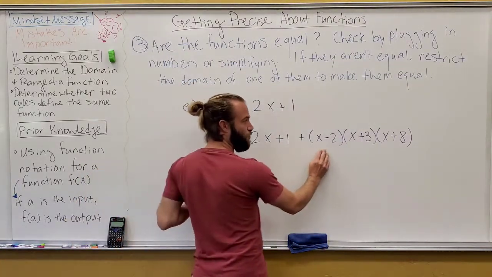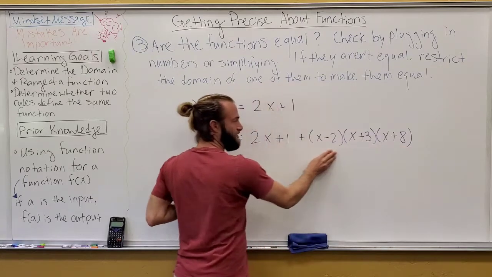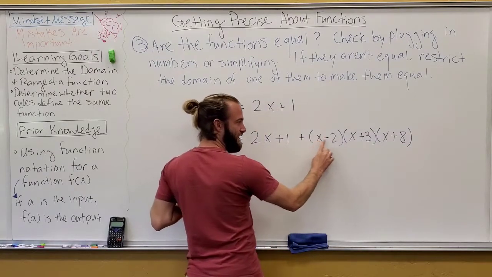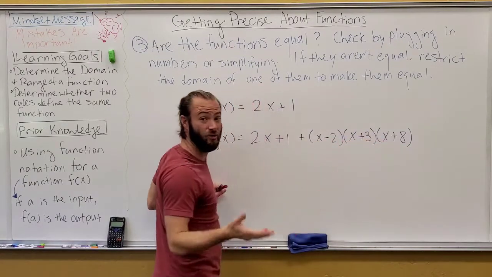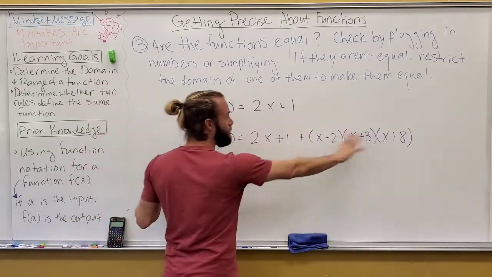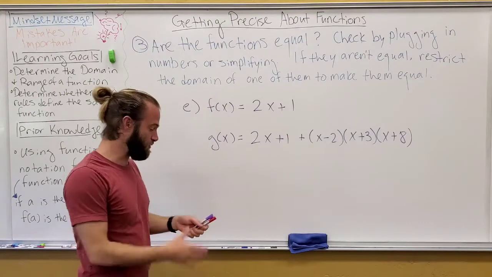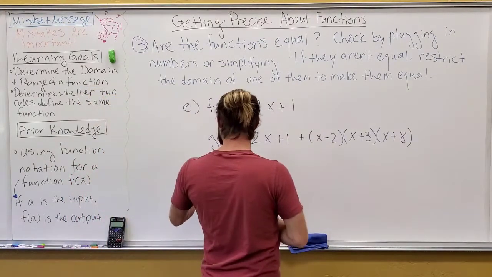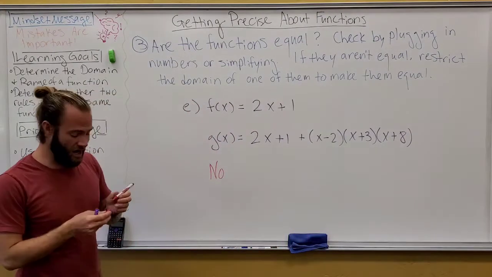In fact, if you were to multiply this piece out in normal form, you can see that it has x, x, x. It would be a cubic. It would be x cubed somehow, right? So clearly, this is cubic and this is linear. They're not equal to each other. So right away, we can say straight up, no, they're not.